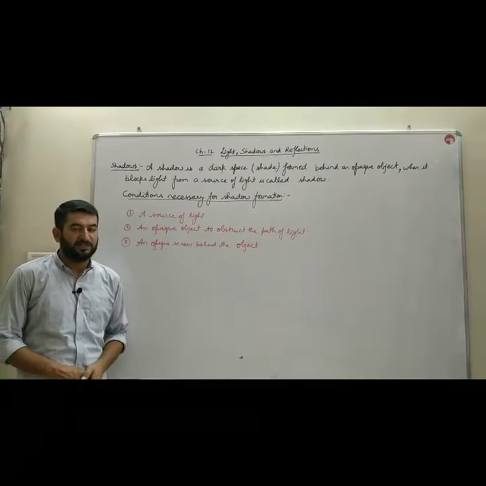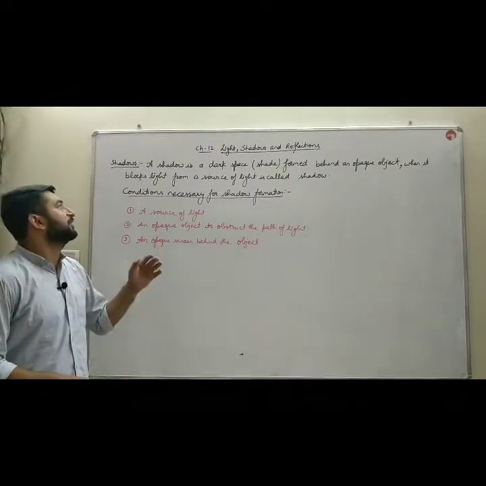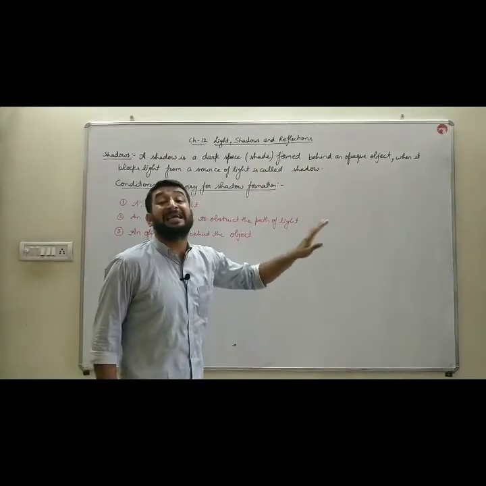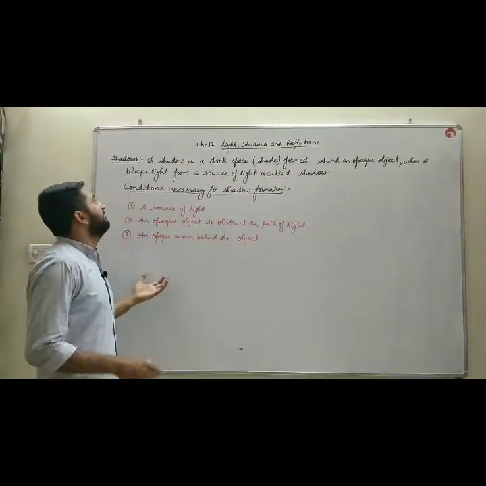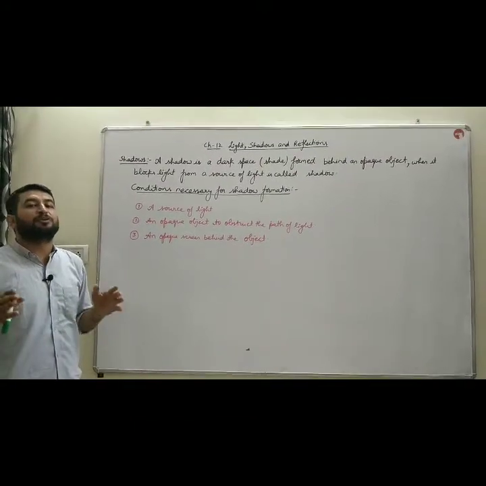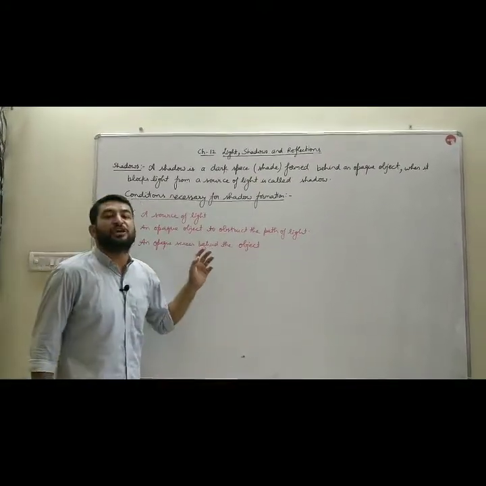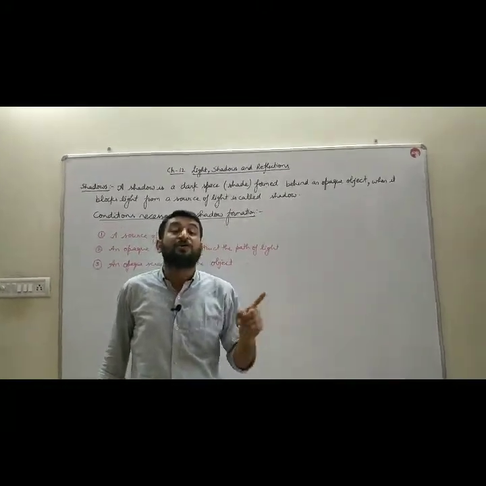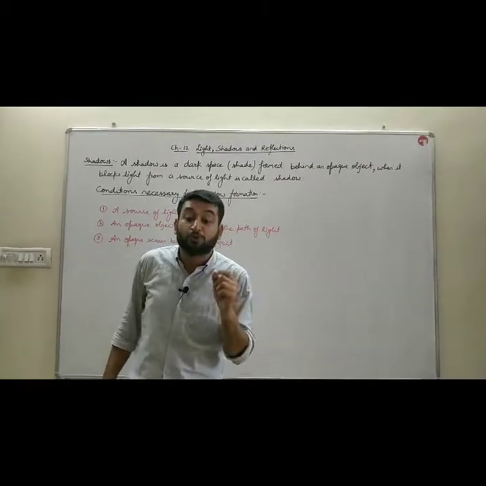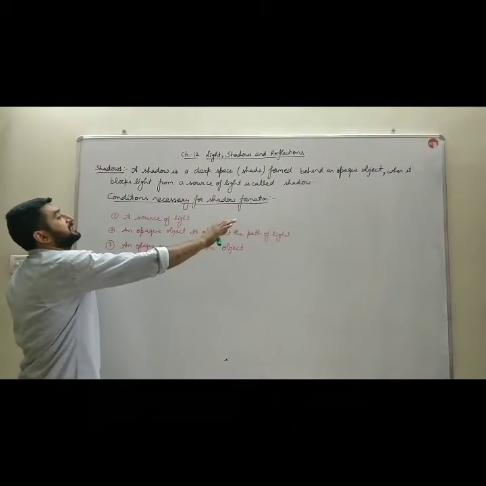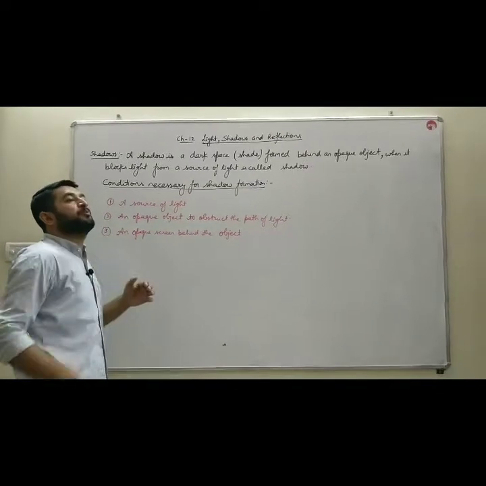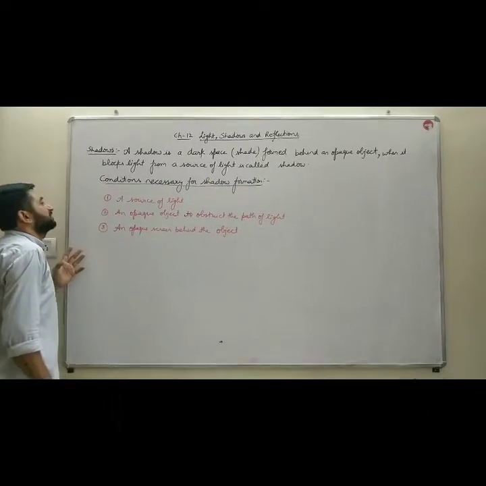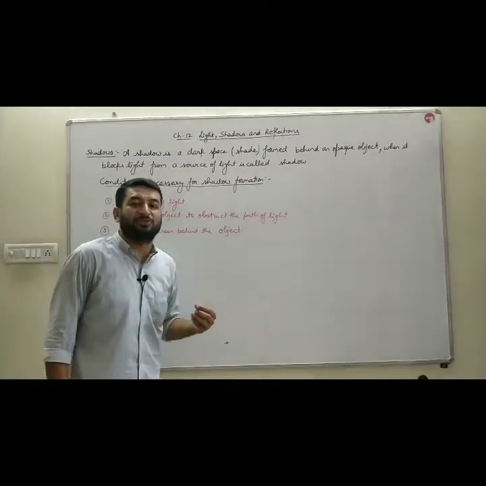Now we will discuss shadows. What is a shadow? It is a dark space or shade formed behind an opaque object when it blocks the light from a source of light, is known as shadow. Shadow is basically a dark space which is formed when an opaque object comes in the path of light and blocks the path of light. So a dark shade, a dark space is formed behind that object, and that is known as a shadow.